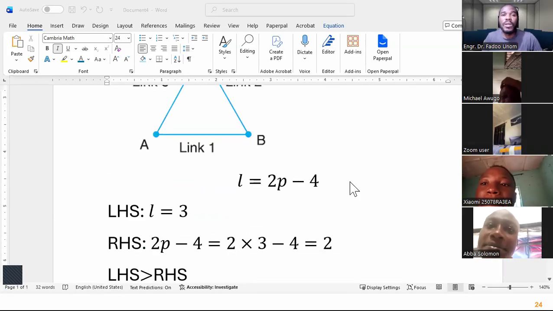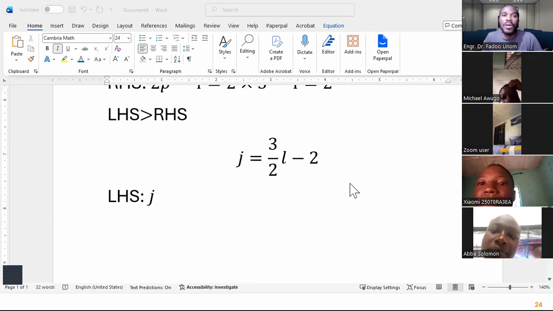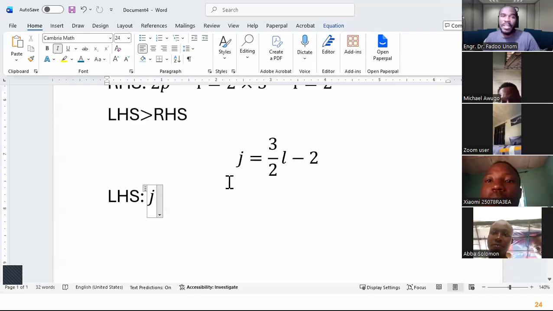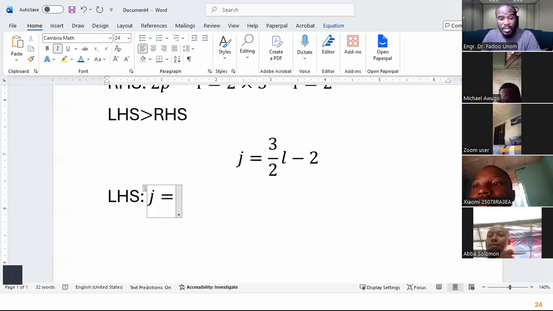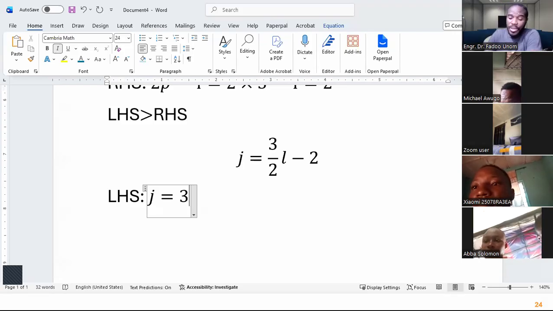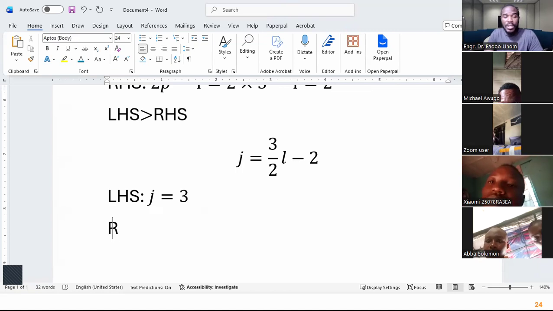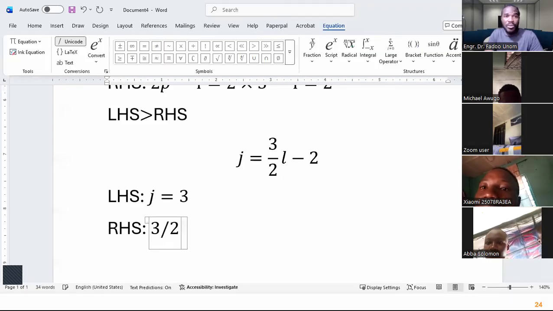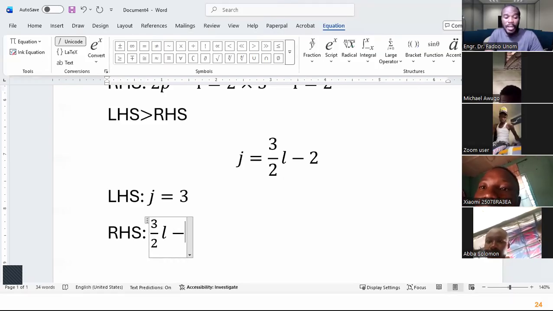Thank you. Okay, so we're checking the left-hand side of this second equation, and we saw that there are three binary joints in that arrangement. That's the left-hand side. Now, how about the right-hand side? The right-hand side says 3 over 2 L minus 2. That's what we need to find out.